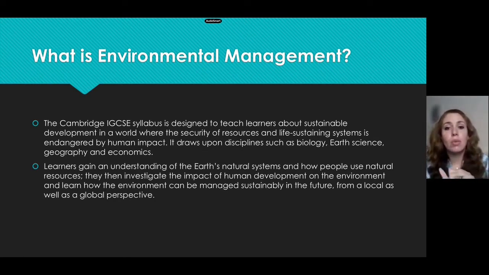The first part, we explain Earth's natural systems, such as, for example, the rock cycle or the nitrogen cycle or the carbon cycle. These are Earth's natural systems. How we use these natural resources. Okay, that's still the first part of any of the chapters. Second part, we investigate the impact of human development on the environment. Basically the impact, or most likely the negative impact that humans inflict upon the environment. Third part of the chapter is how we can actually manage this damage and how we can control this negative impact on the environment.